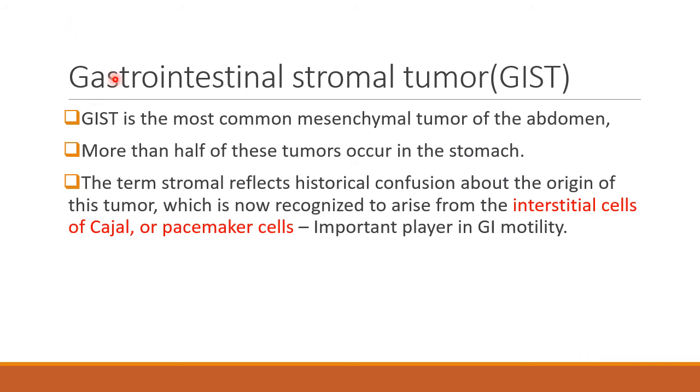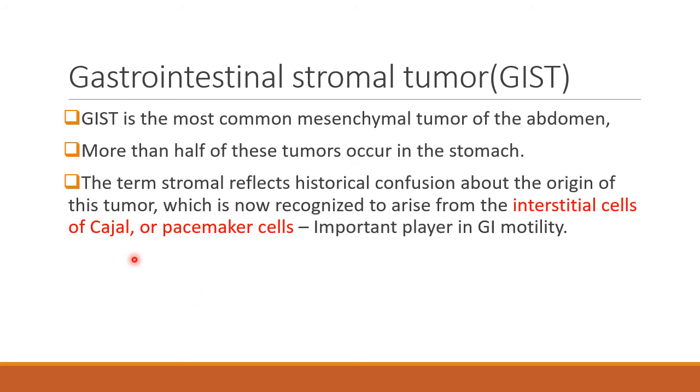Then last is gastrointestinal stromal tumor, also known as the GIST. This is the most common mesenchymal tumor of the abdomen, and more than half of this tumor occur in the stomach. The term stromal reflects the historical confusion because of the origin of this tumor, but it is now recognized that it arises from the interstitial cells of the Cajal or pacemaker cells.